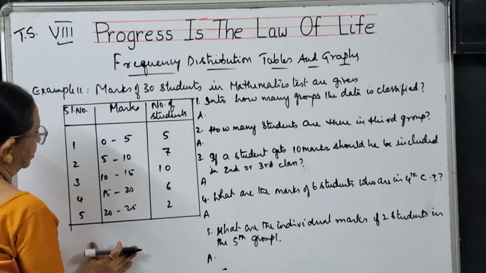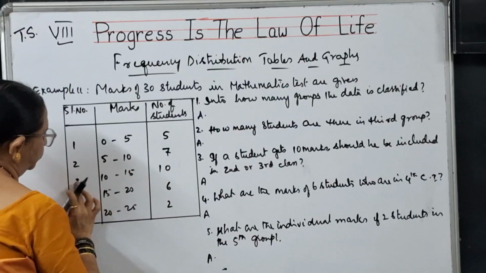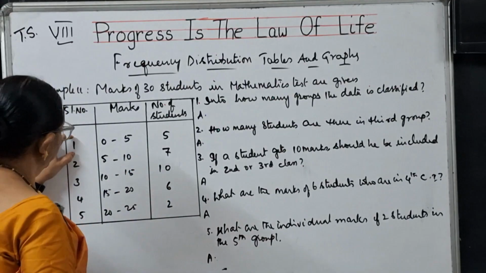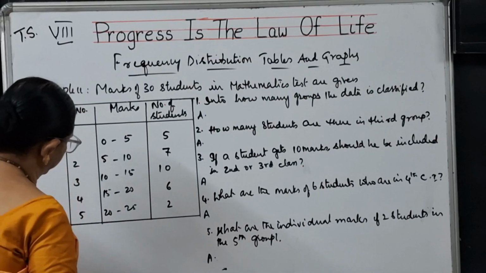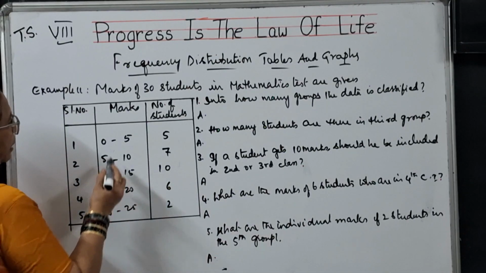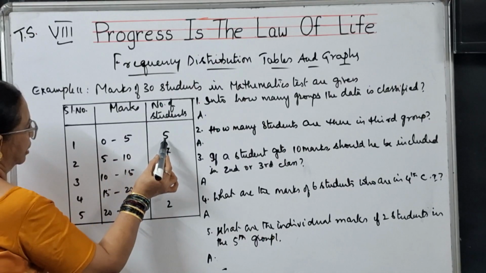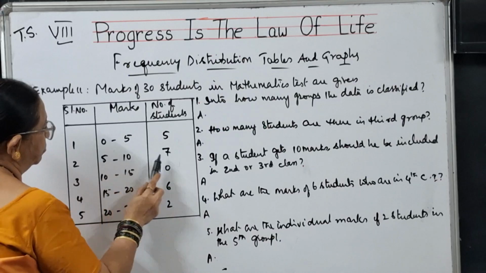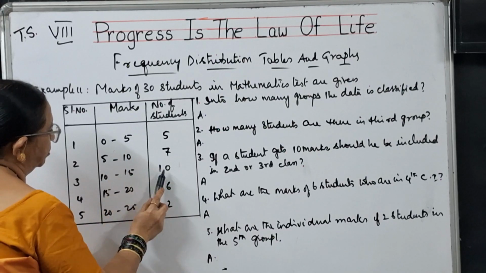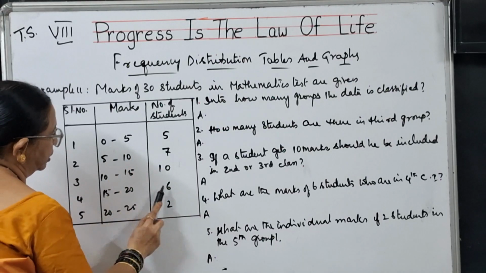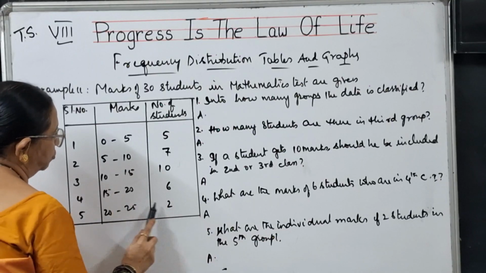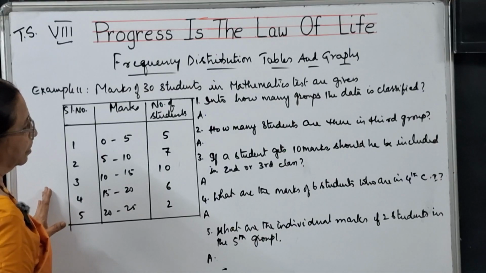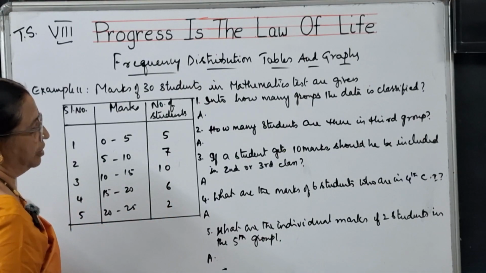If you observe, this table has 5 rows. Each one is considered as a group. This is the first group, second group, third group, fourth group, fifth group. Students who got 0 to 5 marks are kept here. 5 to 10 marks, 7 are there. 10 to 15 marks, 10 students are there. 15 to 20 marks, 6 students. 20 to 25, 2 students have got. By observing this data, you are supposed to answer the questions given in your book.